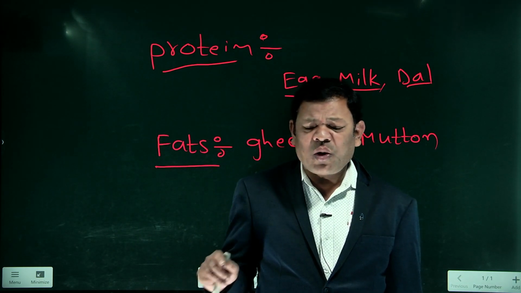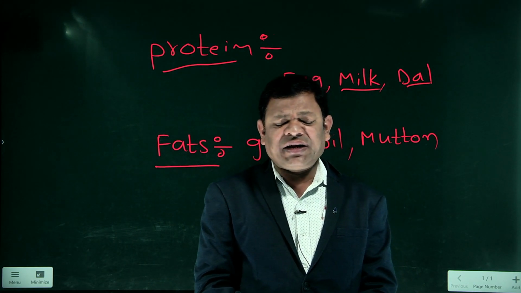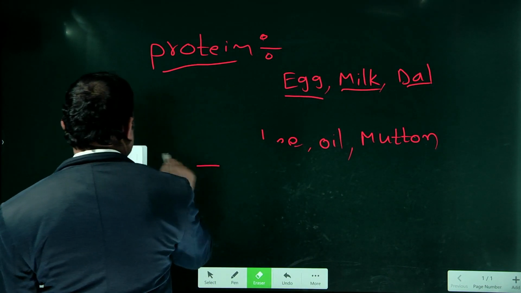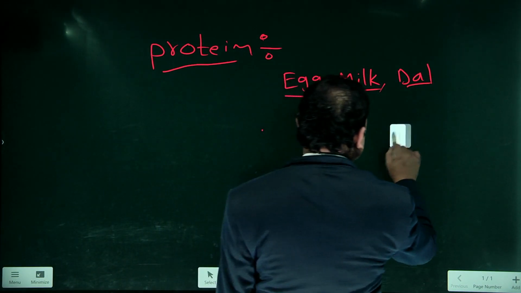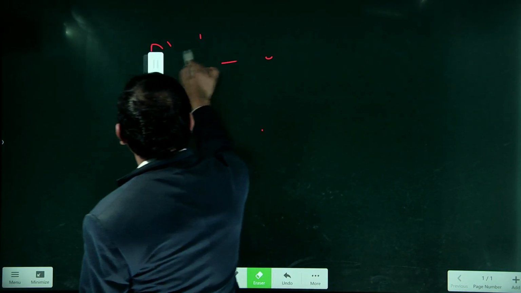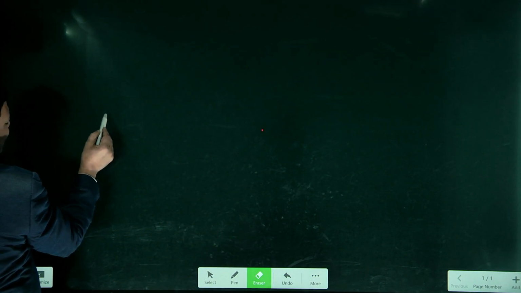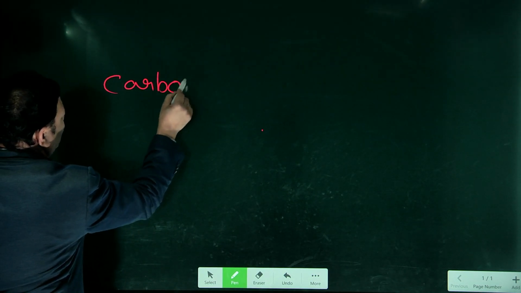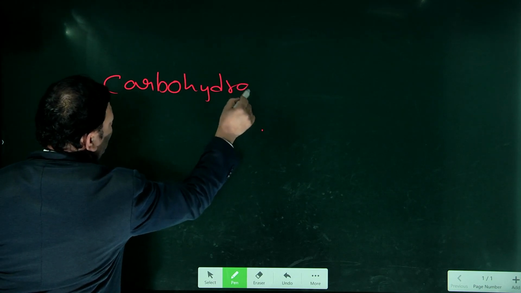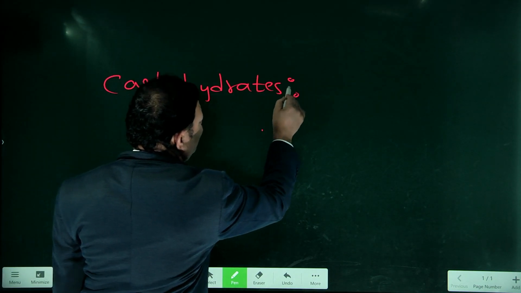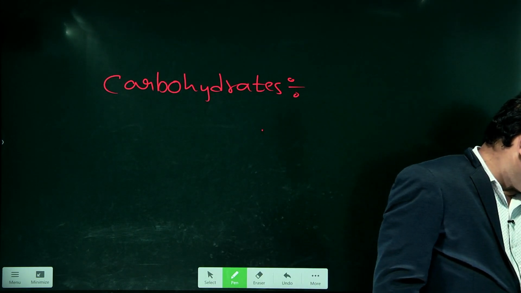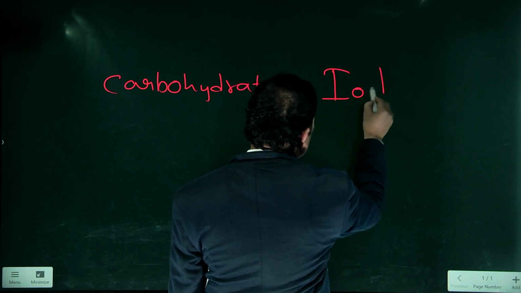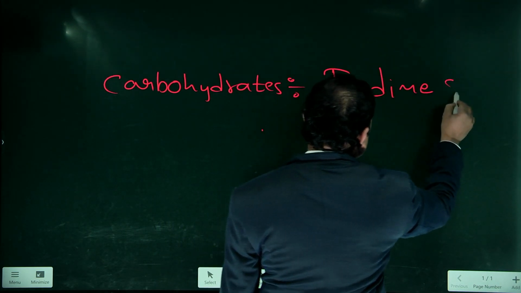Next, these are the nutrients. How do you identify carbohydrates? How do you identify proteins? How do you identify fats? Do you know? Yes, sir. What is the identification of carbohydrates? In carbohydrates, how can we identify? Okay, so carbohydrates are identified with the help of iodine solution.